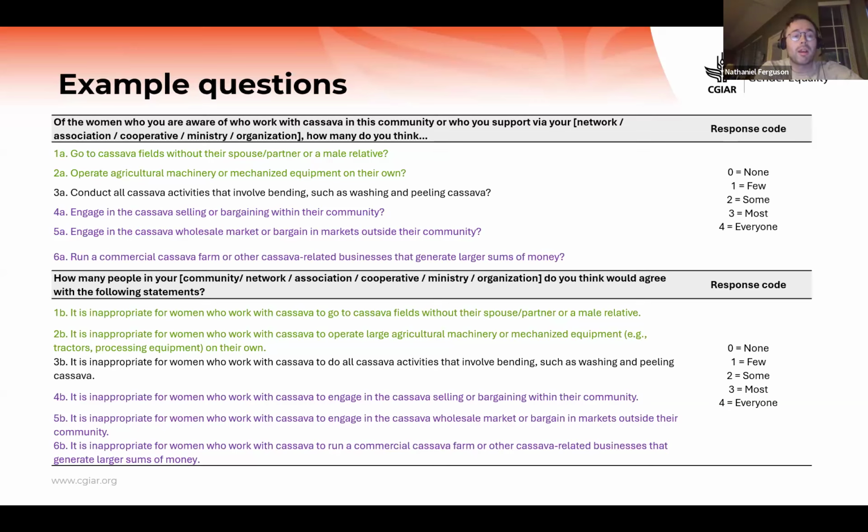For example, the descriptive version of 1A is: how many of the women you are familiar with who work in cassava in your community go to the cassava fields without their spouse or partner or a male relative? The injunctive version of this question says, do you agree? Or how many people in your community would agree with the statement, it is inappropriate for women who work with cassava to go to cassava fields without their spouse or partner or a male relative?